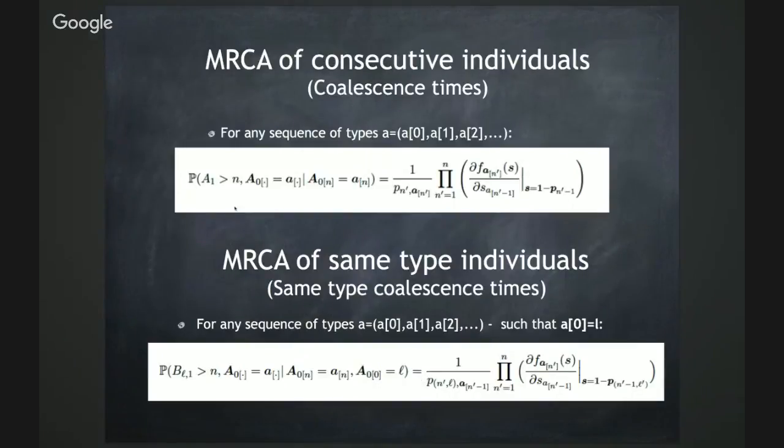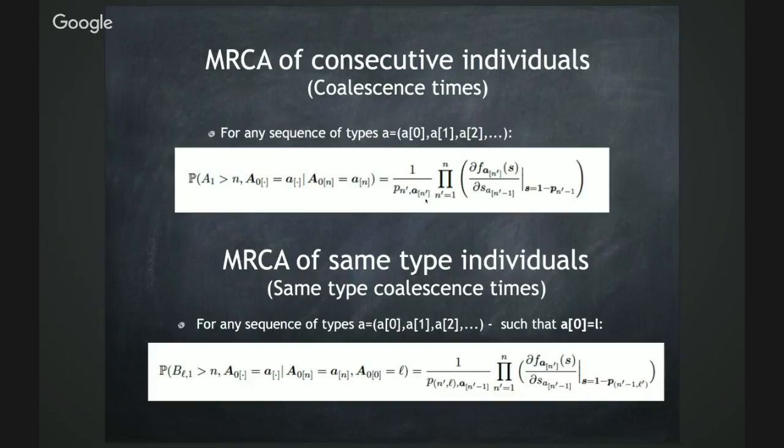And one can then write completely the formula for these kinds of things. So one can write the complete law for the most recent common ancestor of the same type of individuals. It's based on these generating functions, but they're actually not that complicated to implement in any mathematical software. And then one can also look at the most recent common ancestor of all the individuals, which would essentially represent the coalescence times in the tree.